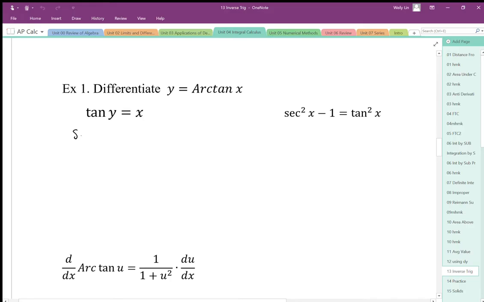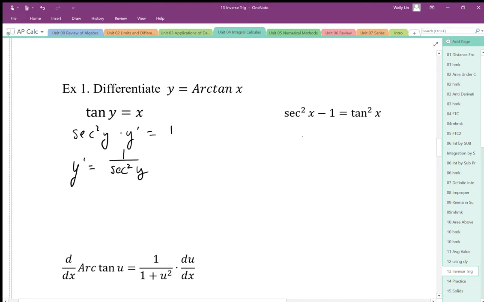We get secant squared y times y prime, because it's an embedded function, equal to 1. Solving for y prime, we get 1 over secant squared y. Now we want to get rid of this expression and get it back to x. The way we do that is we're going to relate it to that.